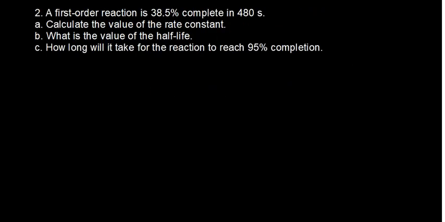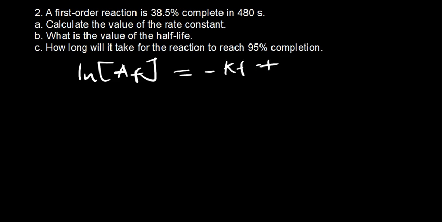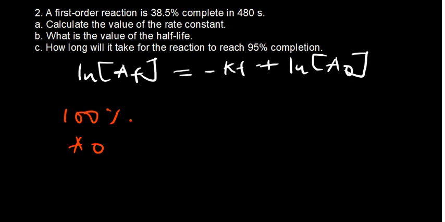So basically, for a first order reaction, the equation is the natural log of the final concentration equal to minus kt plus the natural log of the initial concentration. We've been told that it is 38.5% complete. So at the start of the experiment, what you have is 100%. That is your initial concentration. After 480 seconds, it's 38.5% done, meaning that from the 100 that you had, 38.5 has been used.